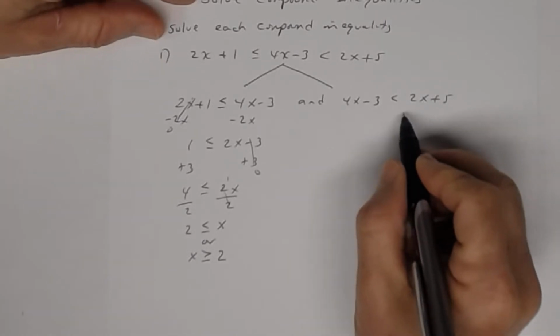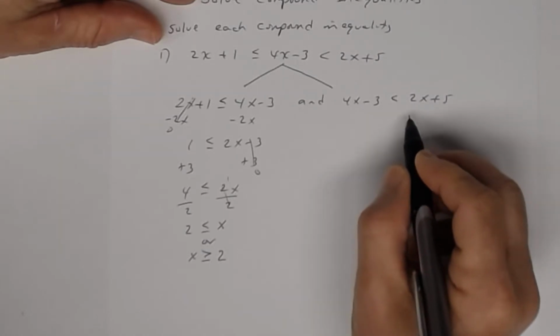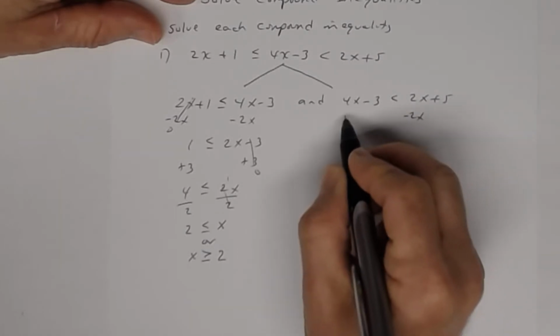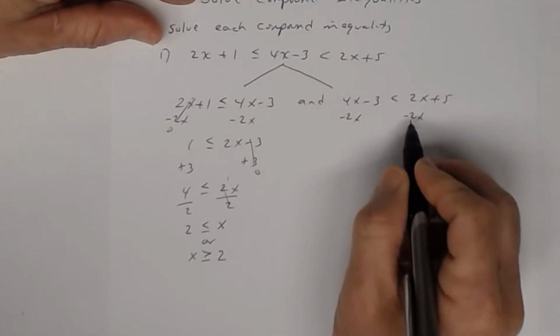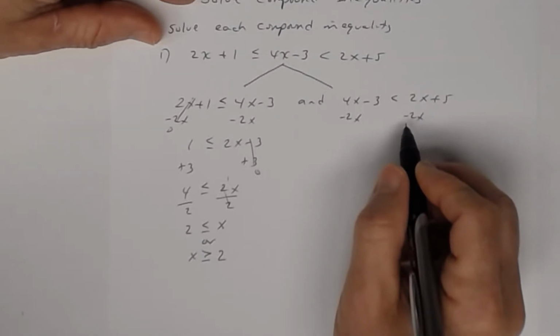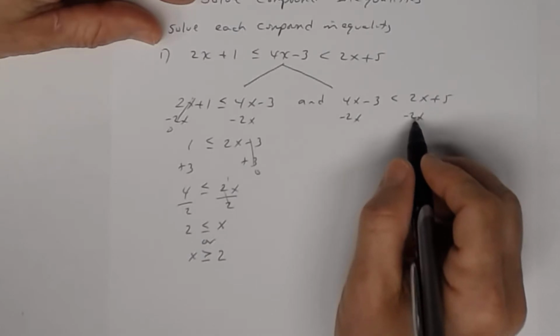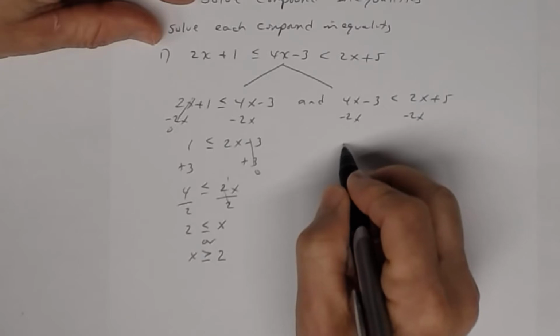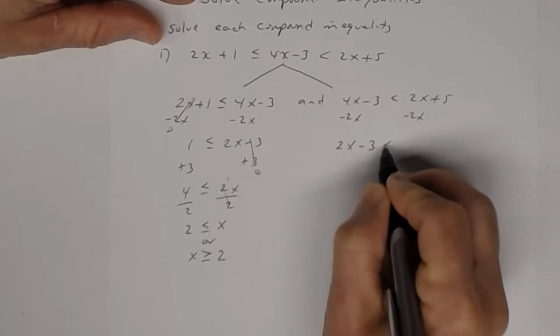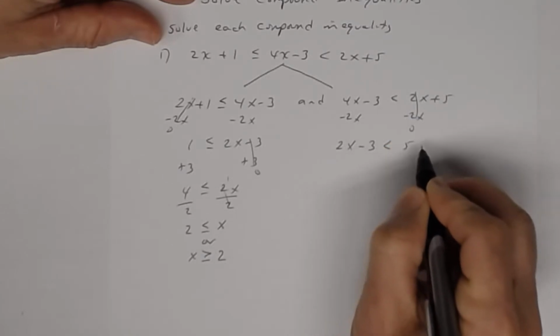All right, now let's go to here. I'm going to do the same thing and bring the variables to the left-hand side. So I subtract 2x from both sides. Remember, what you do to one side, you have to do to the other. Everything you write has to be mathematically correct. If you do it once here, you have to do it on the other side. 4x minus 2x is 2x, minus 3 is less than 5.